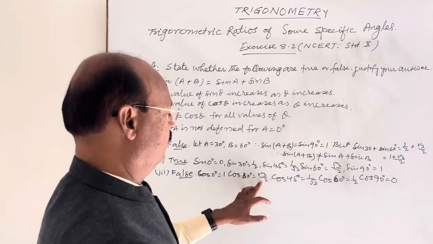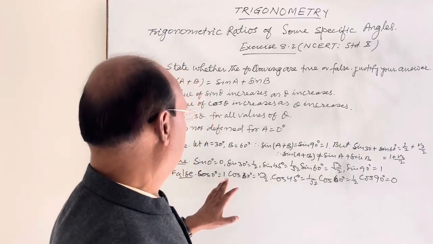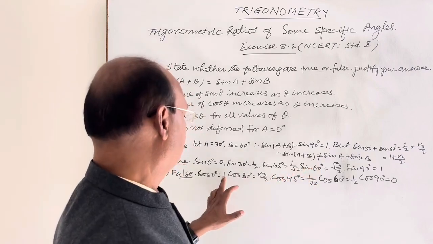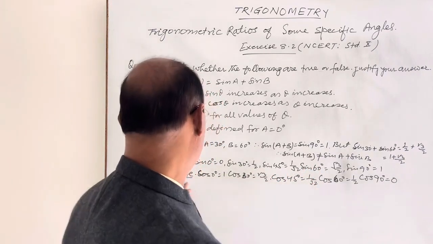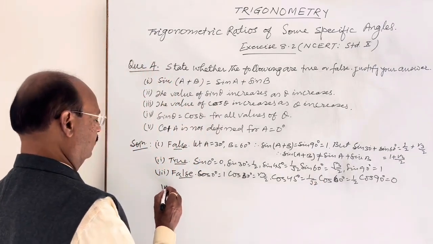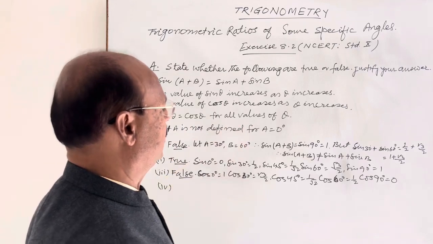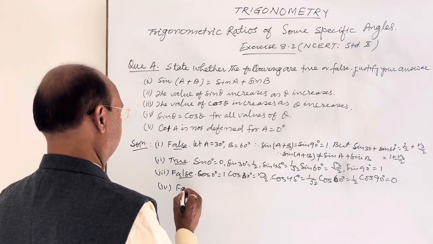So cos 30 is root 3 by 2 and cos 60 is 1 by 2. So if the value of theta is increasing, the value of cos theta is decreasing gradually from 1 down to 0. So this statement is false. Now the fourth one: sin theta is equal to cos theta for all values of theta. This is false.